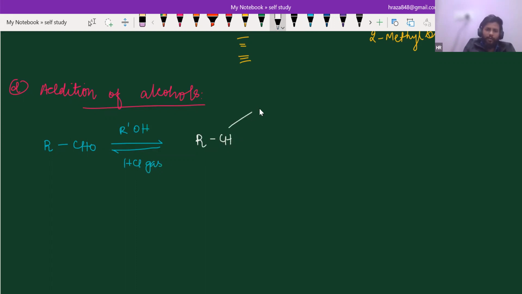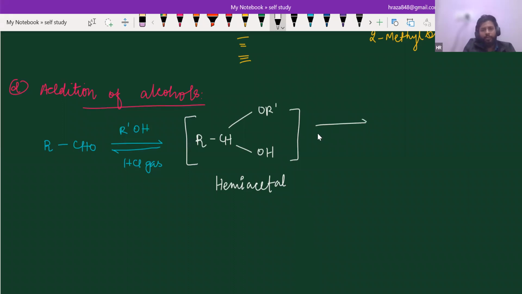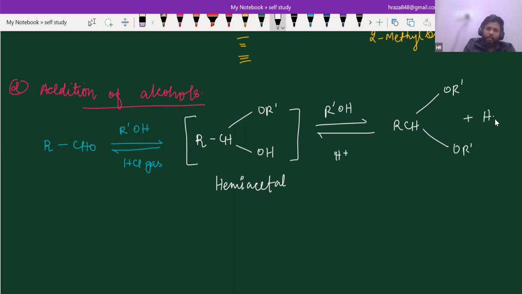There will be OR' and there will be OH. I will explain the mechanism. This is called hemiacetal. And if you again react this with R'OH in the presence of acid, then you will get RCH with OR' and another OR', and there will be removal of H2O.